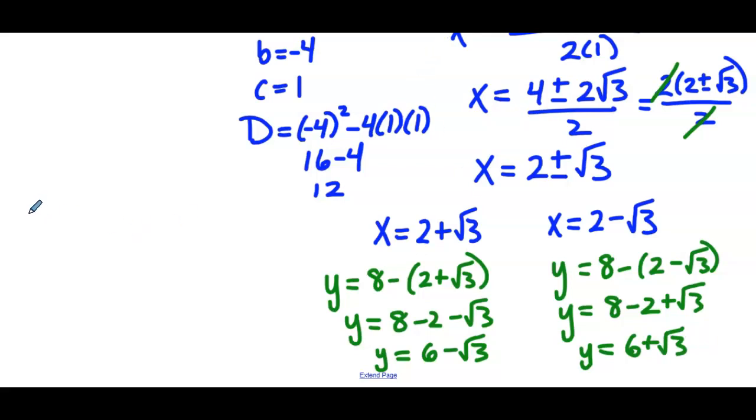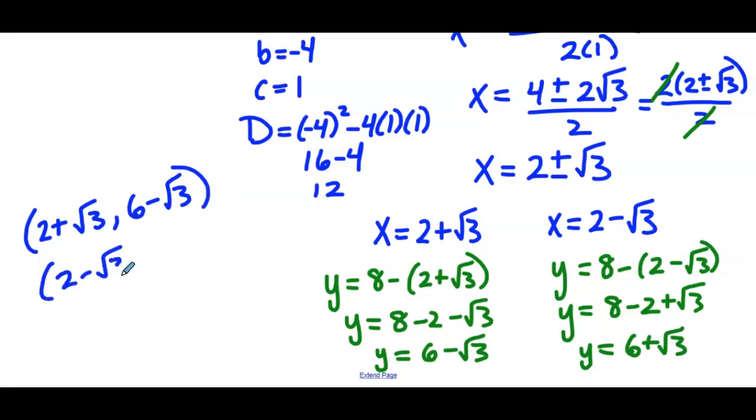So our 2 points of intersection look a little bit more complex here. So that's 2 plus the square root of 3, comma 6 minus the square root of 3, and 2 minus the square root of 3, comma 6 plus the square root of 3.